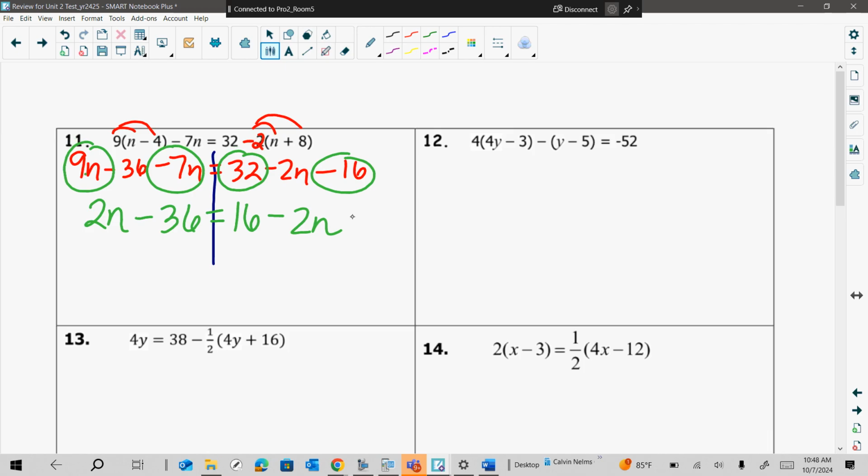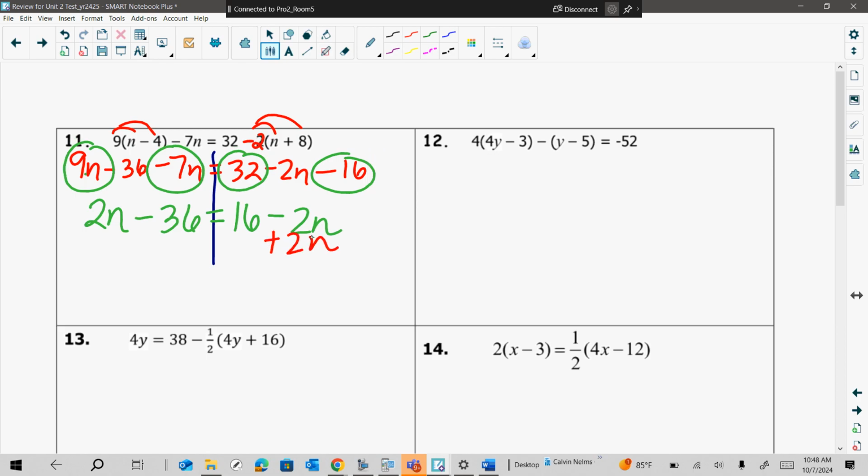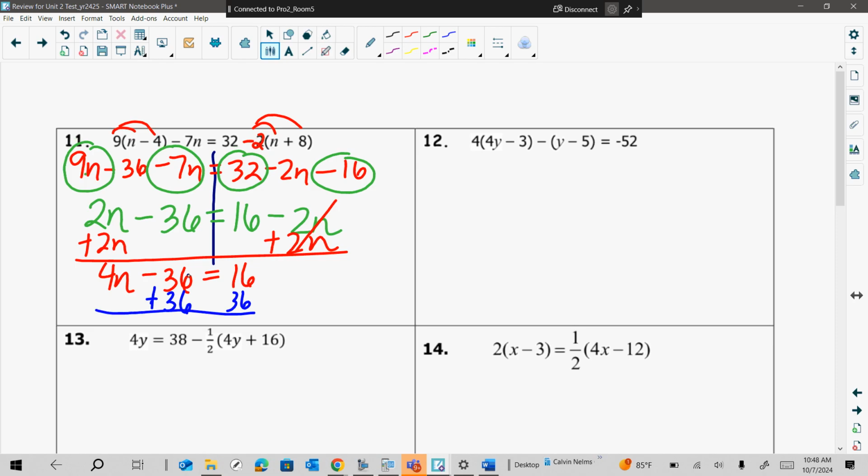All right, what will we do next? We do 1 plus 2. Yeah, plus 2n cancels out. 4n minus 36 equals 16. That is right. Then add the 36. 16 plus 36 is 52. I'm going to rewrite it to the side. 4n equals 52. Yes.